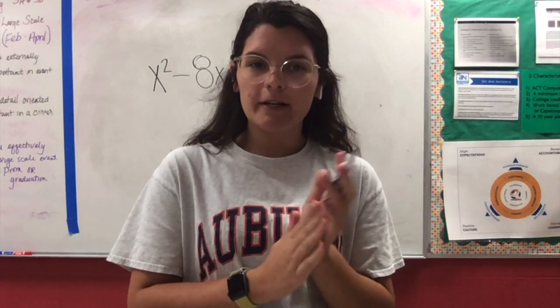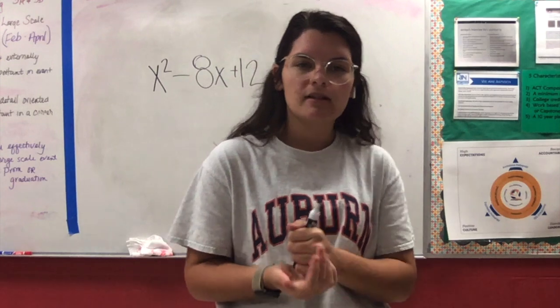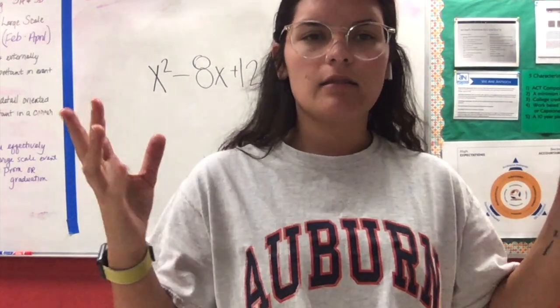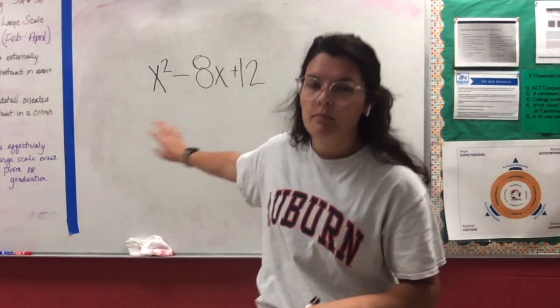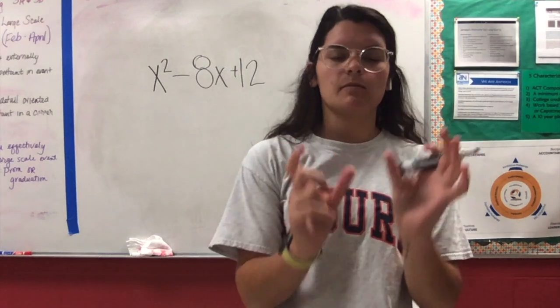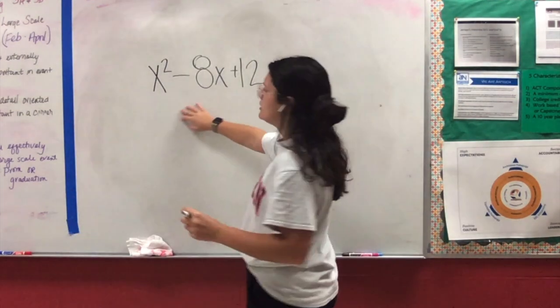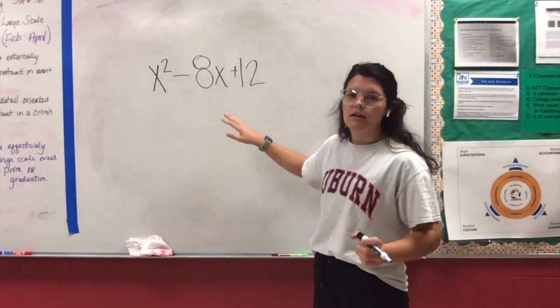Okay, so this morning we are going to be factoring polynomials, and when we factor polynomials, that means we're going to express a bigger polynomial as the product of two smaller polynomials. So we're going to take this big polynomial and make it into two smaller polynomials. So let's go ahead and start with this trinomial. We know it's a trinomial because it has three terms. And now we're going to factor it.